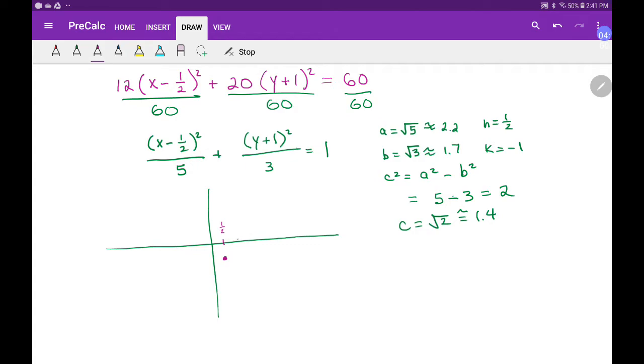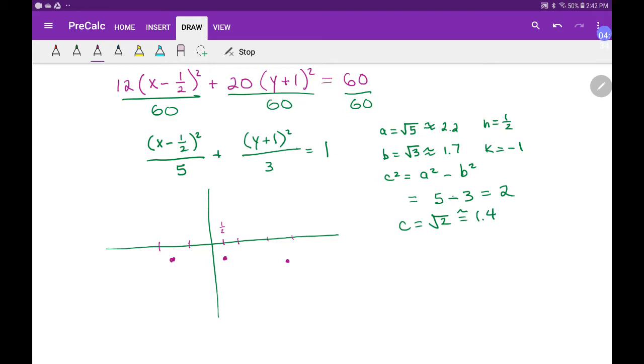If that's 1/2, then we'll say that's, yeah, it's not quite that much, is it? Sorry. It's 2.2, so it's not 2.5. So we'll say about like that. And same thing in this direction. We'll say 1 and 2. Something like that. Ooh, that doesn't look very level.